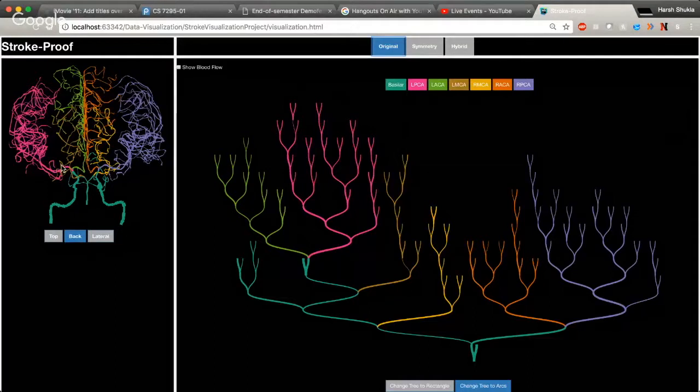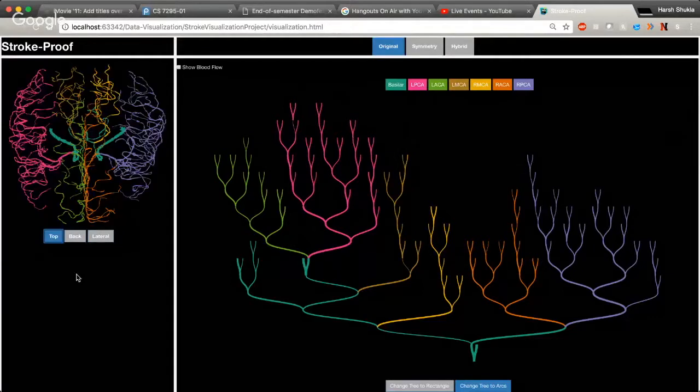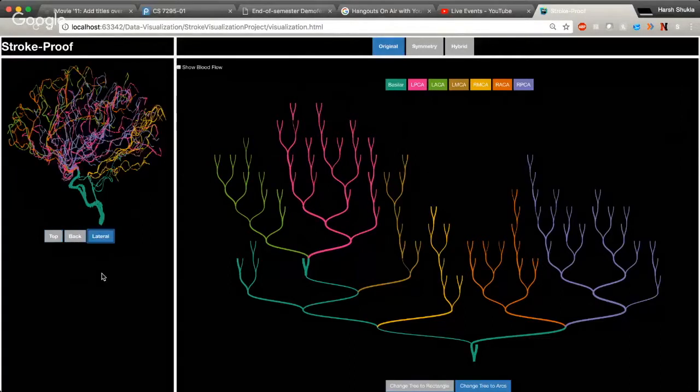For the actual arterial structure, we have three views. The present view that you can see is the back view, which represents the artery structure of the brain from the back. If you have a look from the top side of the brain, our artery structure is going to look something like this. While if you see our brain from either the left or right side, then the artery structure is going to look something like this. Let's switch back to the back view.